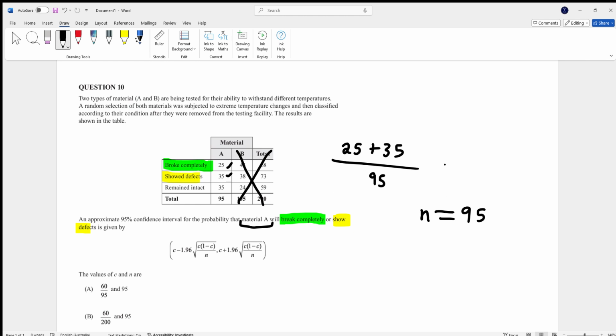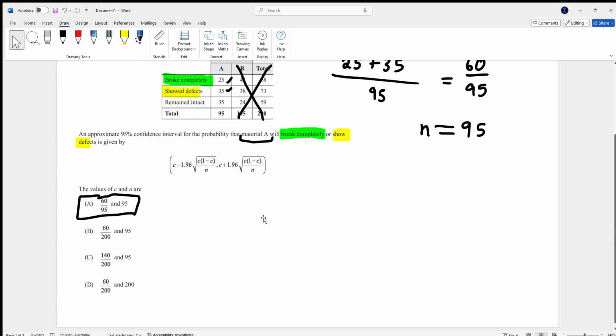And our C, which is what they've put for the confidence interval there, will, I believe, be... what would that be? I'm doing quick math in my head. 60? 60 over 95? So we're looking for the answer that has 60 over 95 for C and 95 for N. From a general glance, I can see A is the correct answer. So that's how you answer that question.